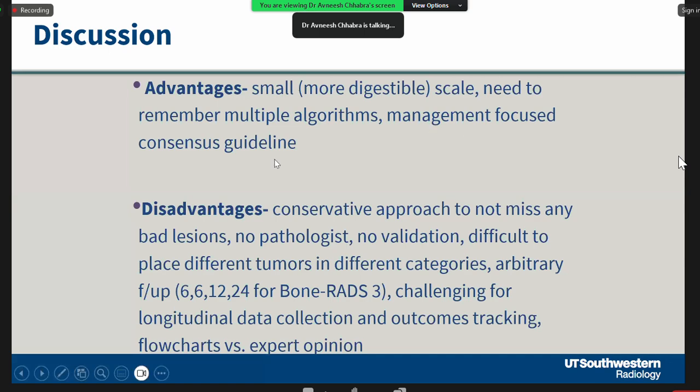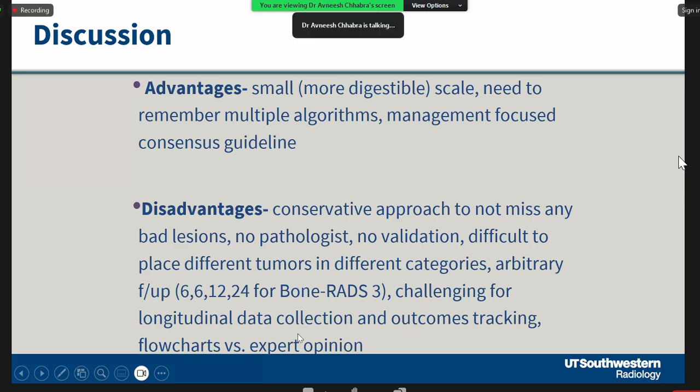And it's a management-focused consensus guideline, which is a good thing. So the disadvantage is a conservative approach to not miss any bad lesions. There was no pathologist involved. They didn't do any validation, and it's difficult to place different tumors in different categories. And they put an arbitrary follow-up, a 6-month follow-up. If you look at our system, if you're suspicious for anything, they'll follow up in 6 weeks or generally in 3 months. And some of our tumor guys, even after surgery, they follow in 6 weeks and then 3 months. So 6 months is too long.